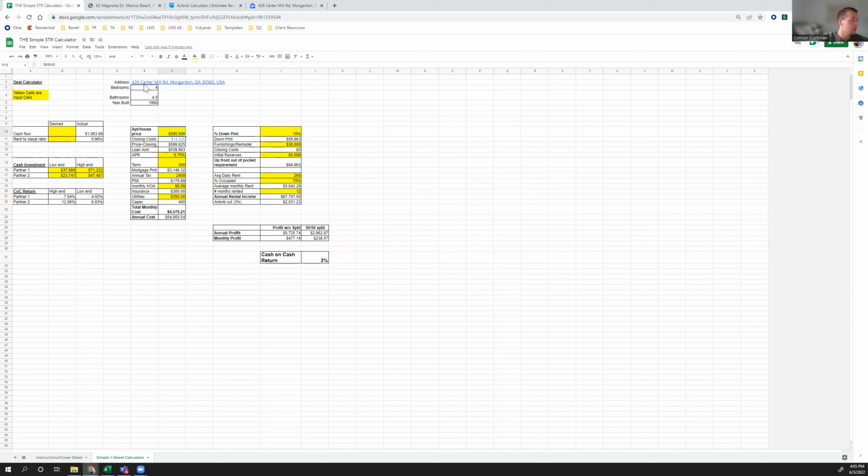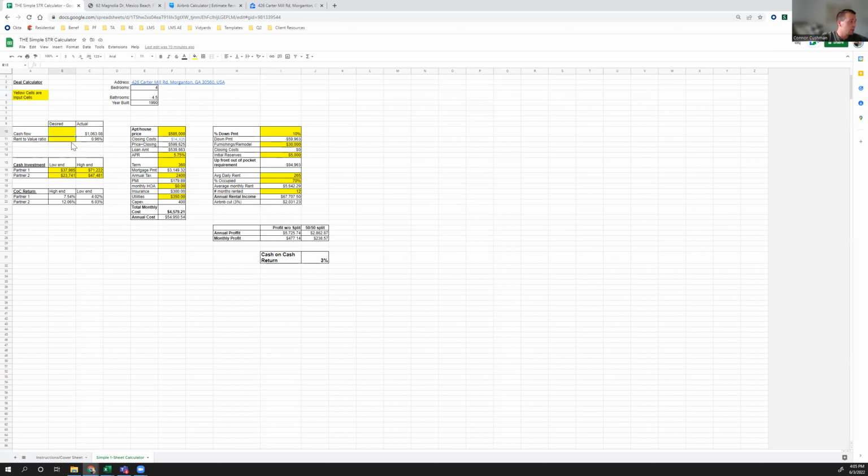I like to plug in the address and overview details. You can use this sheet to share with partners. So there are some partner estimates around cash investment, profit for partners, and cash on cash return per partner. Sorry, I had a little bit of a lull there. Once we plug in those details, I like to link the property here if I'm sharing this with a partner. Then we're going to go through and analyze.